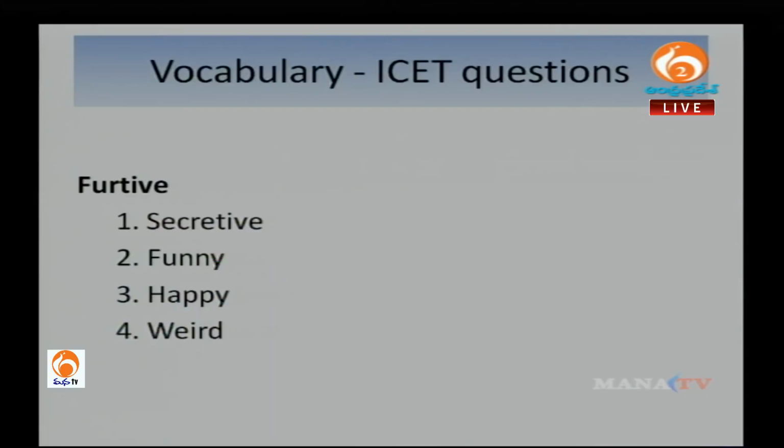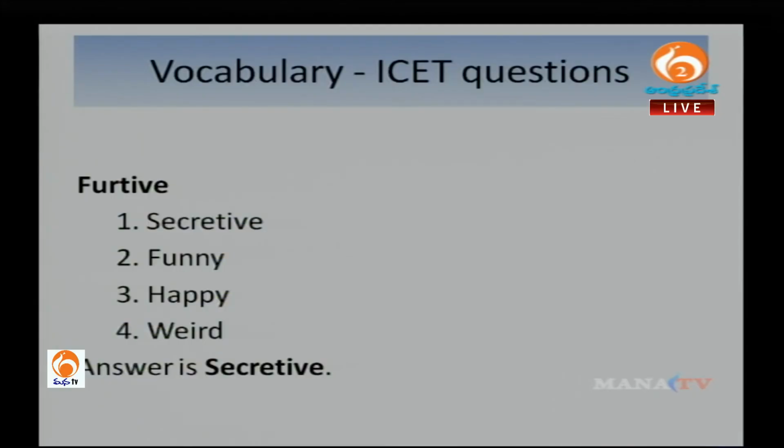And then there is funny. Funny, you know, happy, you know. Weird is being weird, being crazy, not being normal, that is weird. So look up the meaning of furtive and create a sentence.